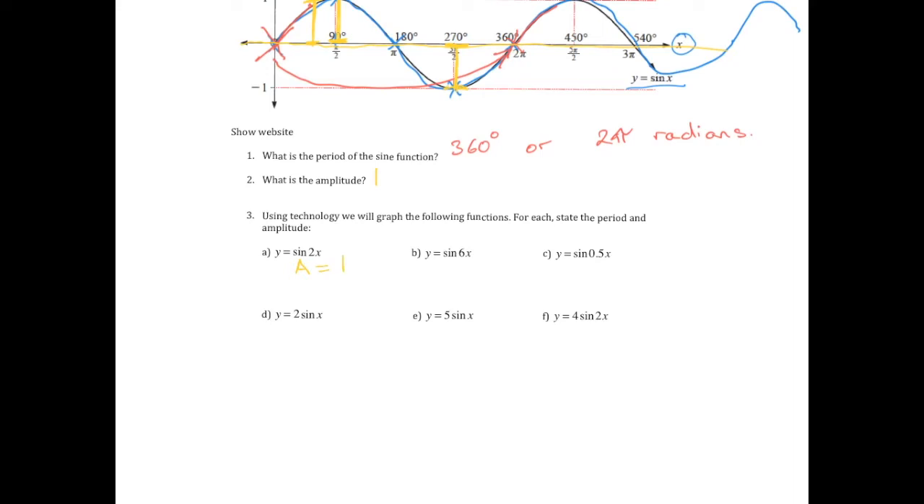Capital A is 1. The period, usually for y equals sine x, is 2 pi. But for y equals sine 2x, we just got pi. For 6x, we got pi on 3. And for 0.5x, or in other words x on 2, we got 4 pi. Take a moment, discuss it with your friends.